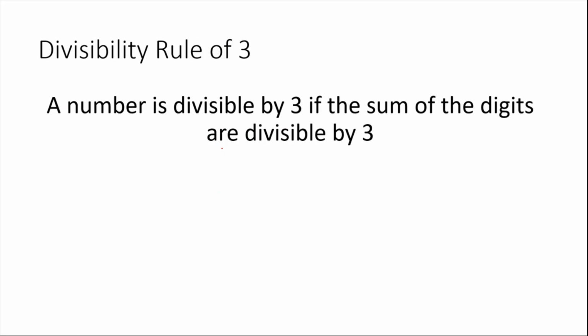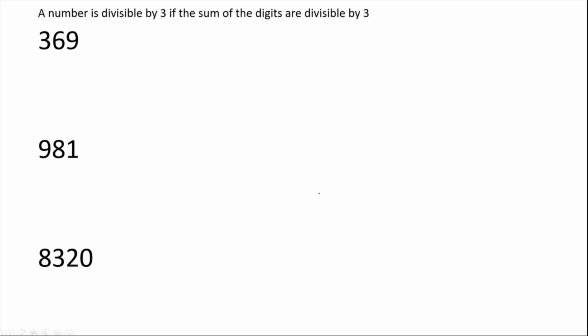Alright, the next rule is rule of 3. The rule of 3 states that a number is divisible by 3 if the sum of the digits is divisible by 3. Here are a couple of examples for this.